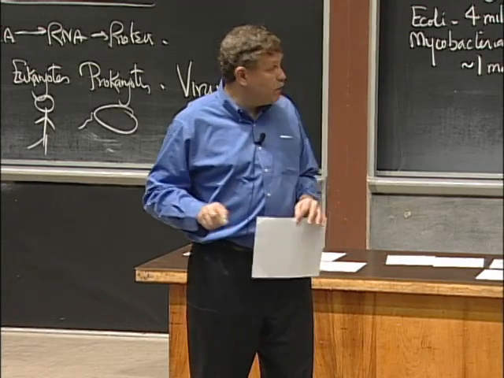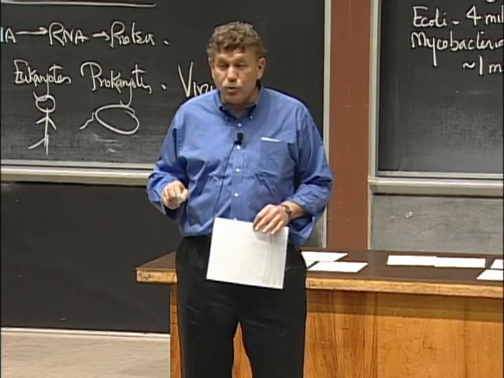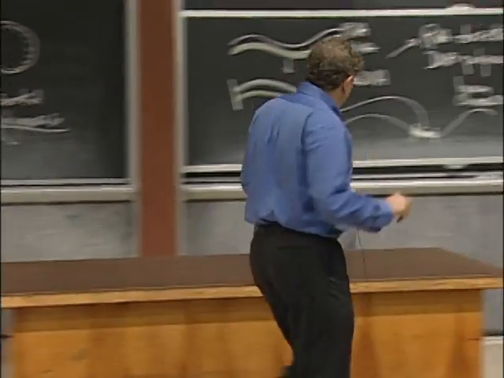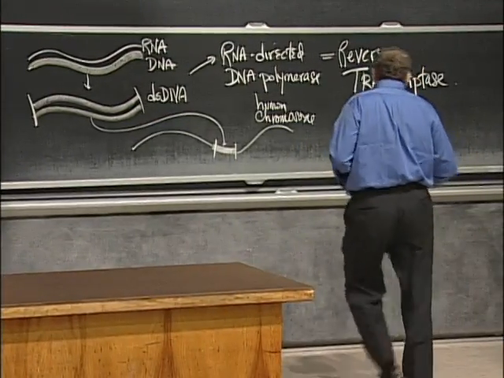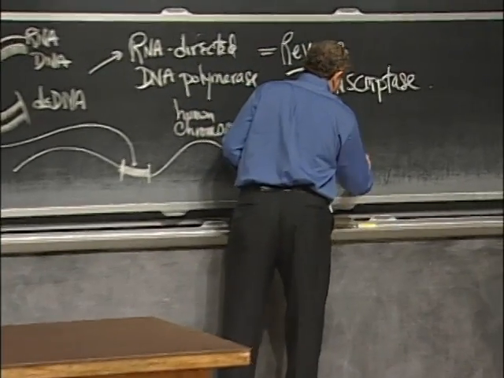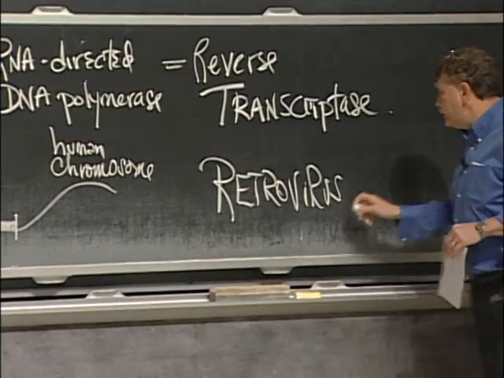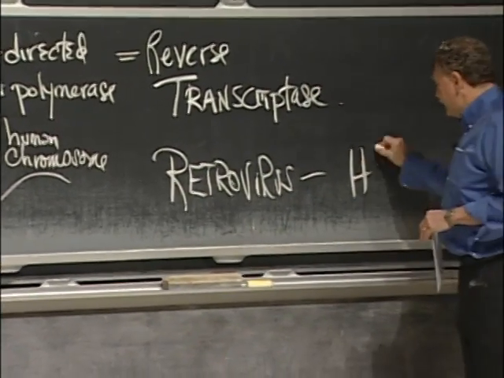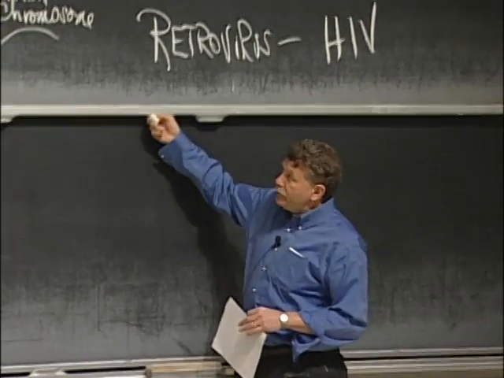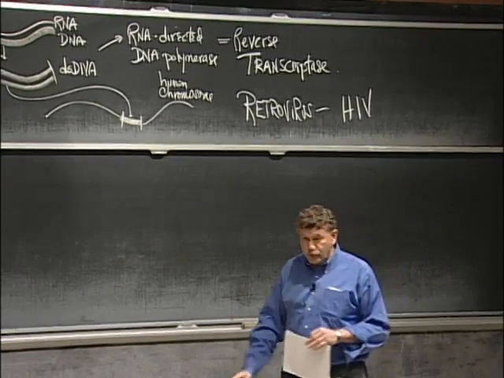These things, because they work in this fashion of back from RNA into DNA, have the name retroviruses. That's what these are, retroviruses. And can anyone name a particular retrovirus? HIV, and that's how HIV works. It turns out that David Baltimore won a Nobel Prize for the discovery of reverse transcriptase.